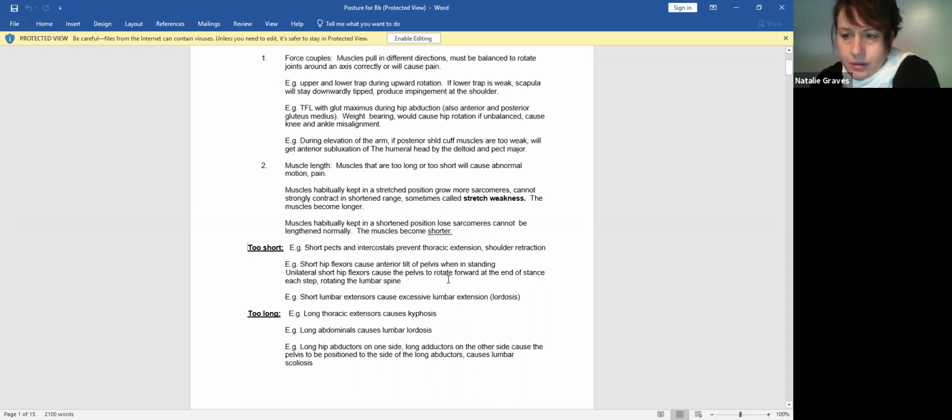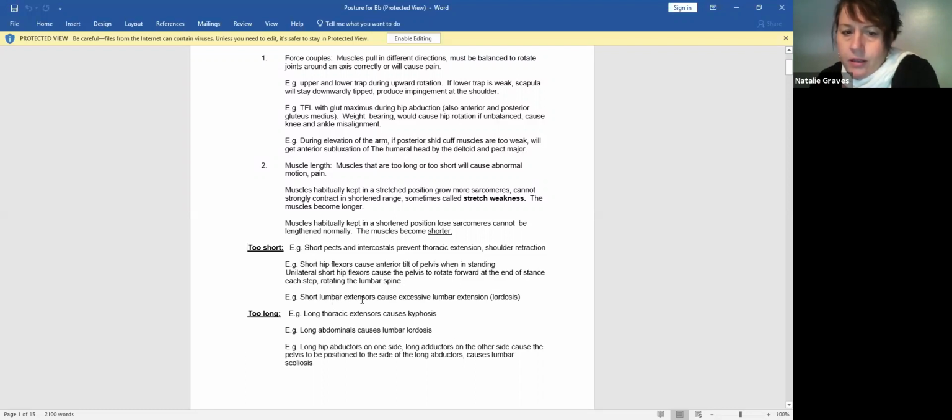and this produces a strain on the lumbar spine, because if the pelvis is in a habitual anterior tilt, then the lumbar spine will be in excessive extension. So therefore, the lumbar extensors will tend to be too short and tight.